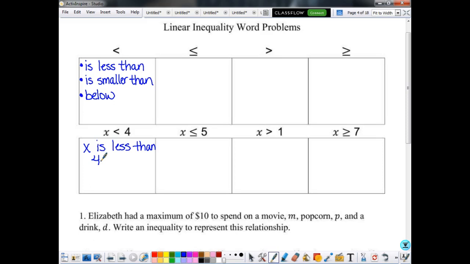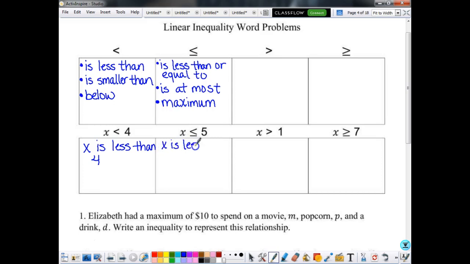Alright, so this is the less than or equal to, so that's one of the phrases you'll hear, is less than or equal to. Another thing you'll see in word problems is at most. Is at most. One more would be maximum. So this you would read x is less than or equal to 5.